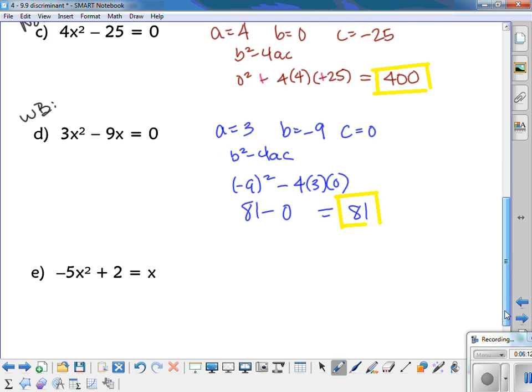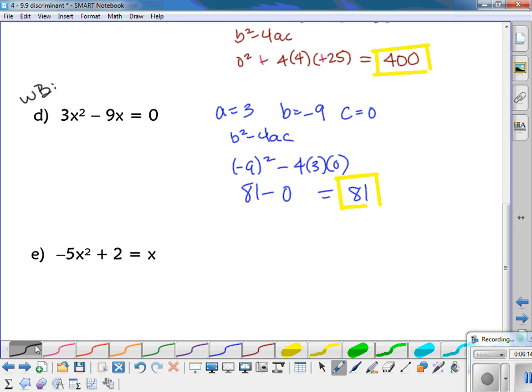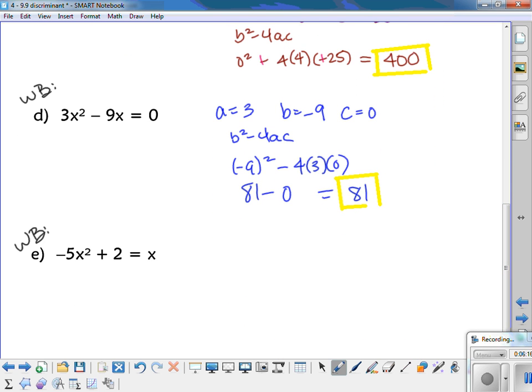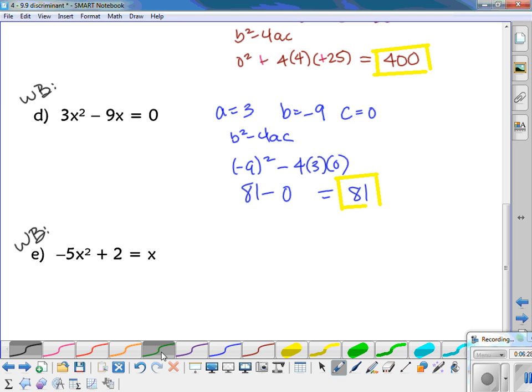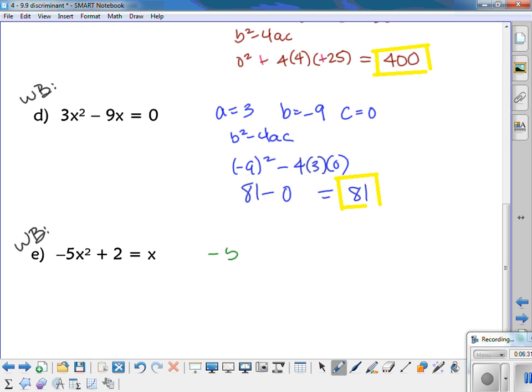Alrighty. Let's do this one also on your whiteboards. Is it in standard form? No, it is not. Put it in standard form first, please. Okay, so we all settled on negative 5x squared minus x plus 2 equals 0 as our standard form. So A was negative 5, B is negative 1, C is 2.